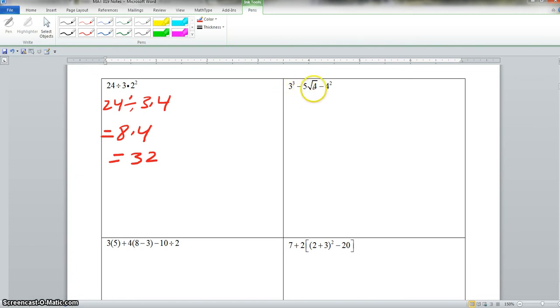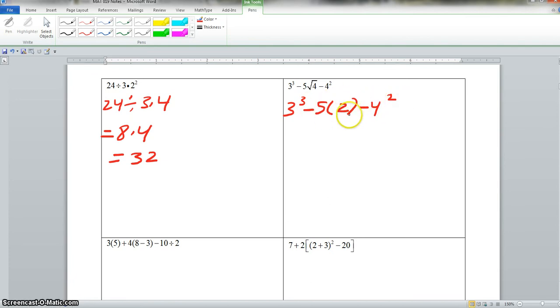So what we would do is this here. Let's do this square root of 4 first. The square root of 4 we know is 2. So it'll be 3 cubed minus 5, and we will put that 2 in a parenthesis, minus 4 squared. Now we have the exponent, subtraction, multiplication, subtraction, and the exponent.